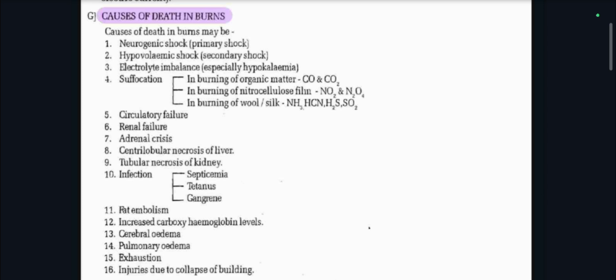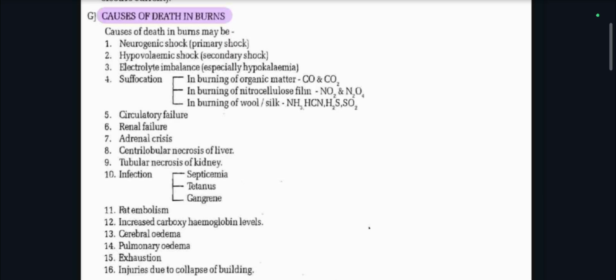What about the second set of causes? Heart fails, so circulatory failure. Then renal failure. Then infection due to septicemia, tetanus, gangrene, and adrenal crisis, because above the kidneys we are going to have the adrenal gland. So in this way you can remember. So this is the second set.